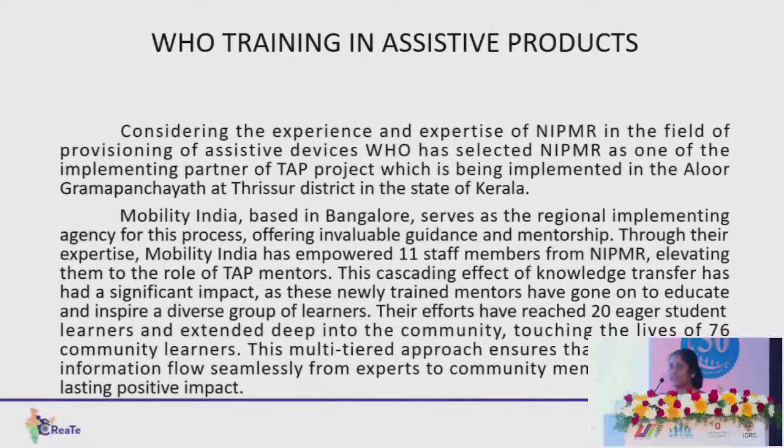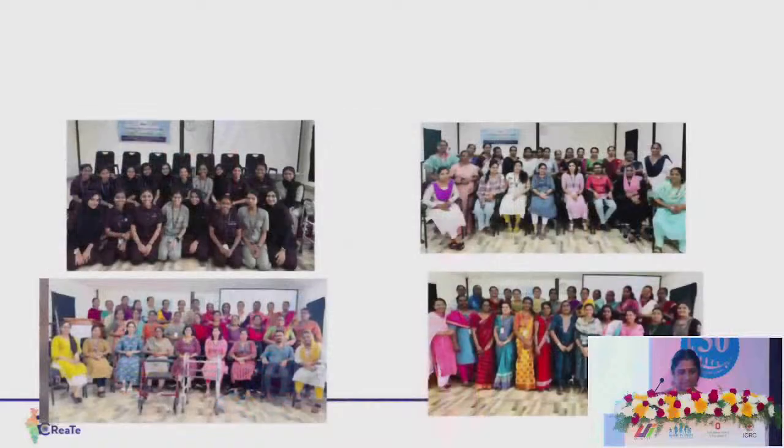Their efforts have reached 20 eager student learners and extended deep into the community, touching the lives of 76 community learners. This multi-layered approach ensures that vital skills and information flow seamlessly from experts to community members, creating a lasting positive impact. These are some glimpses of the TAP project, showing the training given to the mentors and also the student learners and community learners.